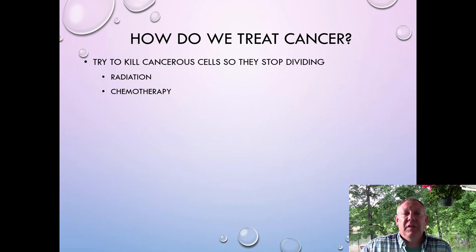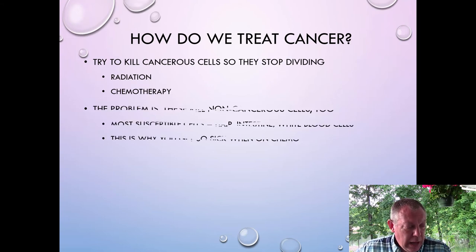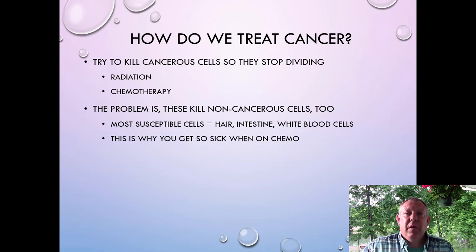And chemotherapy is a series of different kinds of drugs that work in all kinds of different ways, but the idea is you're trying to kill those cancerous cells so that they stop producing new cells. Of course, the problem is it's not that easy, and you're going to kill non-cancerous cells as well. For example, some types of cells that are very susceptible to chemotherapy are hair cells, intestine cells, and white blood cells, part of your immune system. That's why people get really sick a lot of times on chemotherapy: you're killing off the bad cells, but you're also killing off the good cells. And hopefully you can kill off all the bad cells without making yourself too sick.